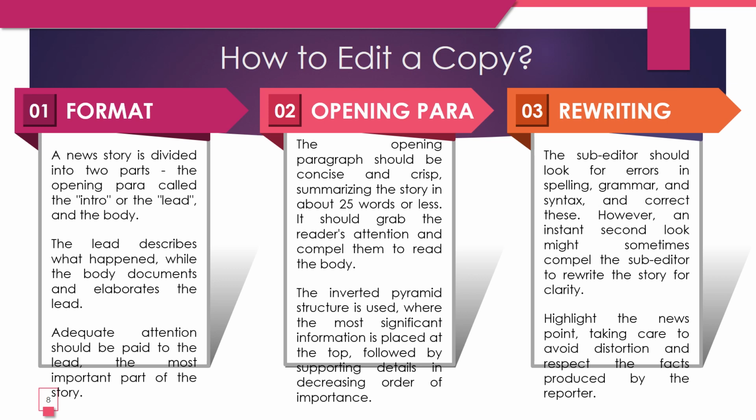The opening paragraph is very crucial. It should be concise and crisp. Crisp means clear and has so much flavor in it that you would just want to go through the rest of the article. And it should summarize the story in about 25 words or less, no more than that. In rewriting, the sub-editor should look for errors in spelling, grammar, syntax, and correct them. Okay?